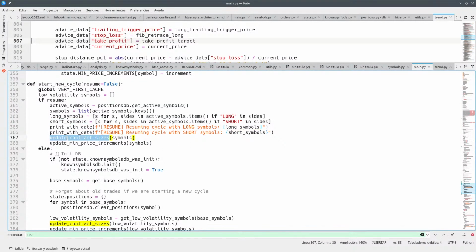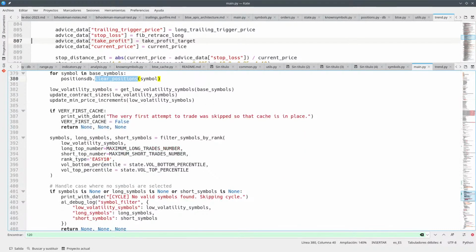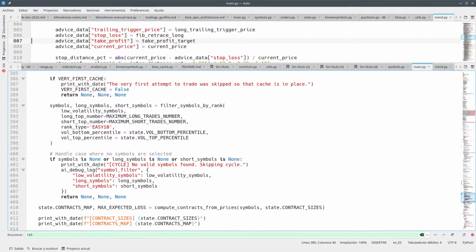We update the contract sizes. We update the mean prices increments because that's something that we use. And this is what happens when you don't resume. You want to be getting clear positions. You want to get all of these symbols in here and do that and that. And so yeah, handle case where no symbols are selected, no valid symbols, skipping cycle.